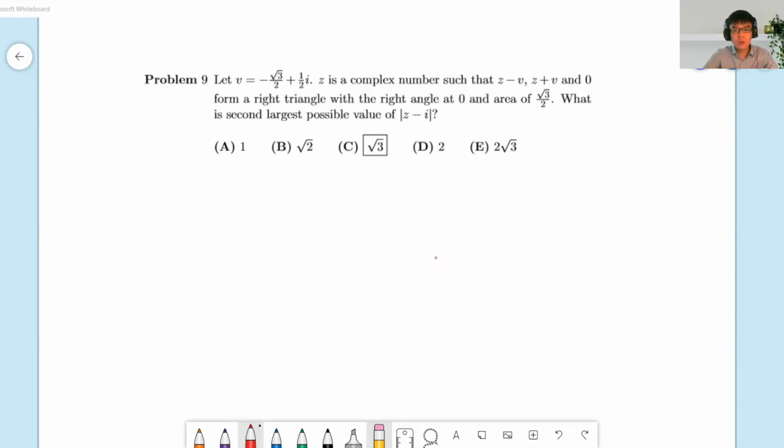So let's try to figure out this triangle. First, we notice that v is given. So let me draw it on the complex plane. Minus root 3 over 2 is the real part, and 1/2 is the imaginary part. So basically, v is this complex number, this vector.